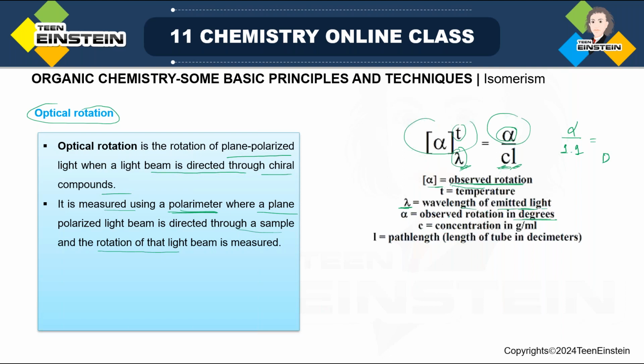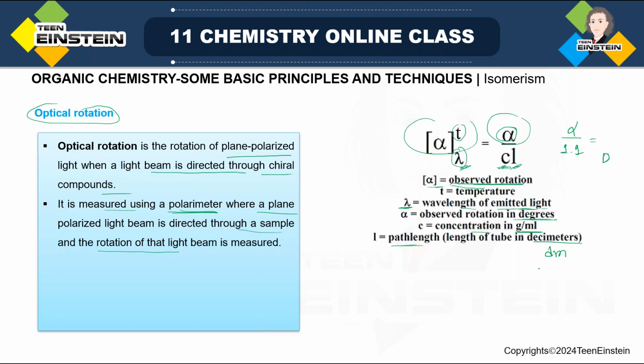Right now we will just see that this is the observed rotation in degrees, then C is the concentration in gram per ml. So be very careful here. Concentration is mentioned only in this unit, gram per ml. Don't use any other concentration unit, not molarity. L is the path length of the tube that we are using in the polarimeter. So this is the length through which the light will pass. This path length is measured in decimeter, dm.